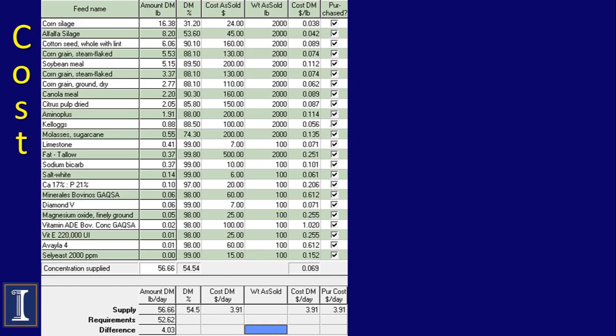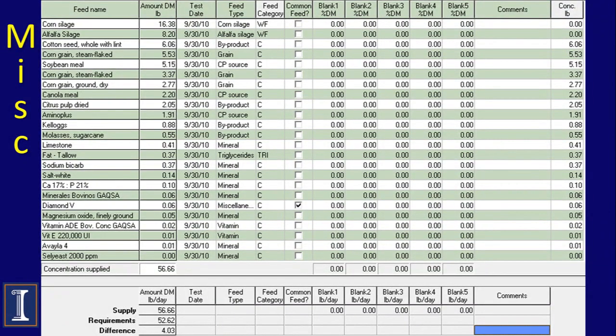Here comes another feature that was in Spartan 2. We have some blank columns. So if you want to track threonine, or if you want to put chromium in, or if you have a certain type of protein you want to track, or a certain other feed fraction, you can enter the feeds in those columns, and the computer will calculate this for you and give you that nutrient concentration and the amount supplied.